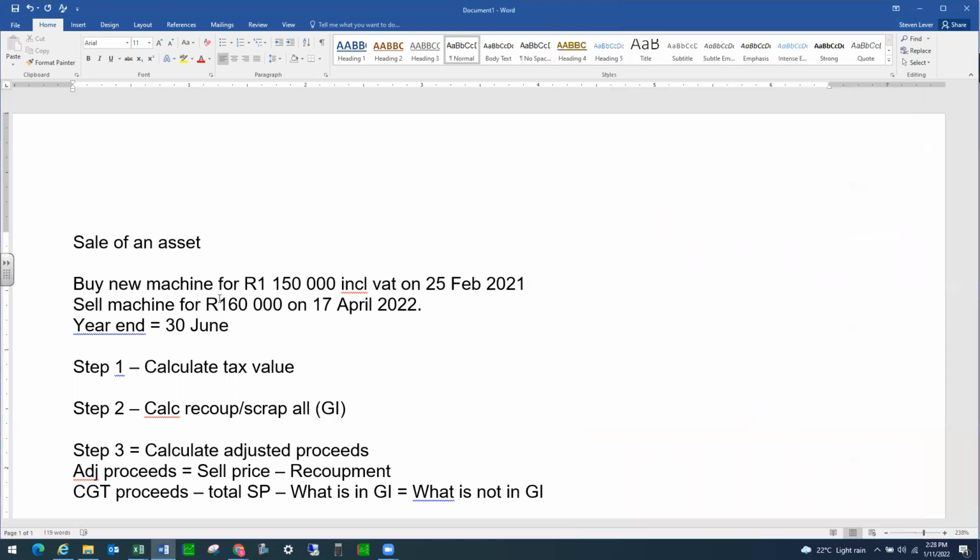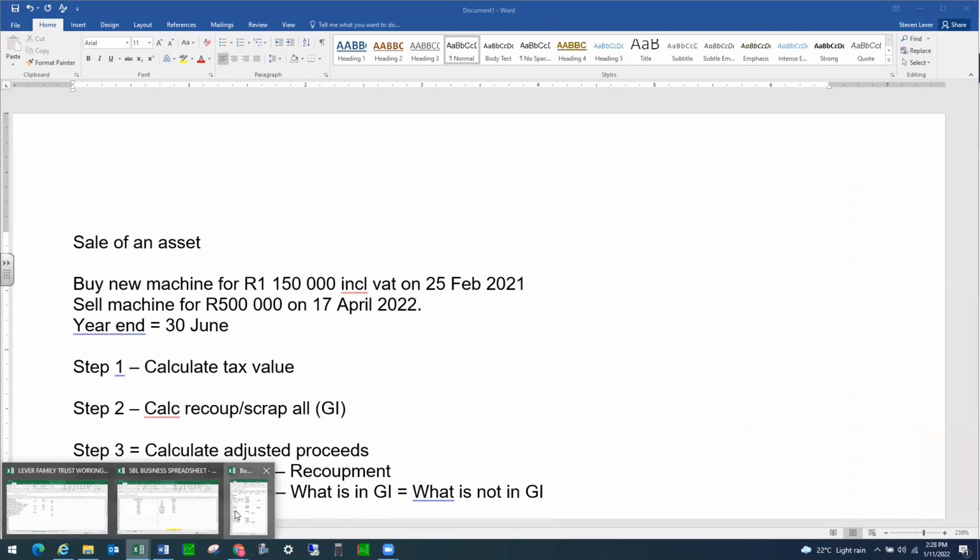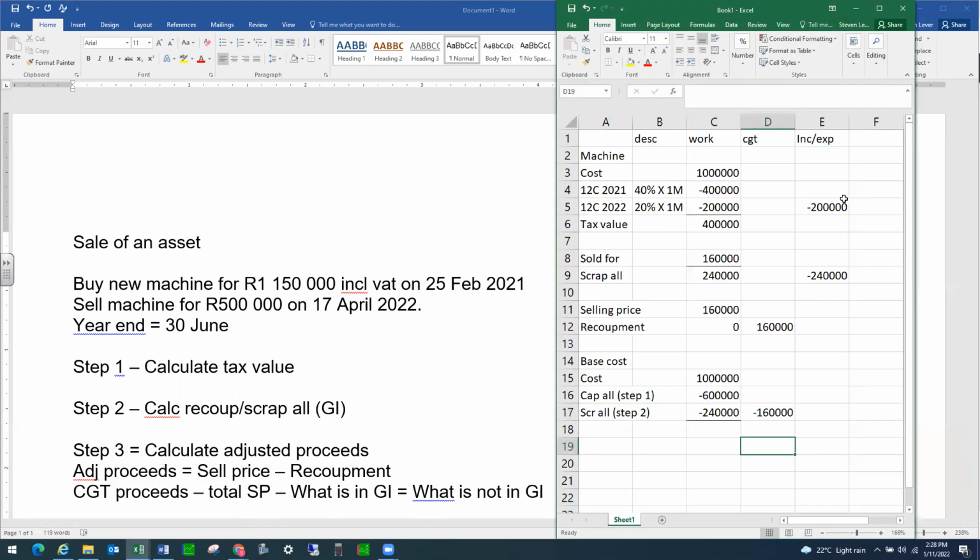Okay. I want to just change this to 500,000 now. Let's have a look at what's going to happen with 500,000. Step 1 is not going to change. Sold for 500,000. This is now going to become a recoupment. How much is the recoupment? 100,000. We're going to put 100,000 into your income column.